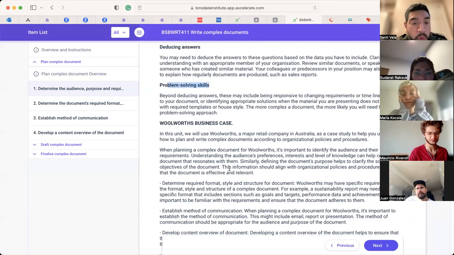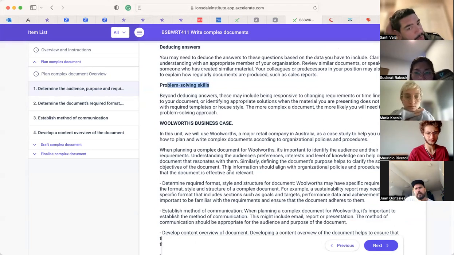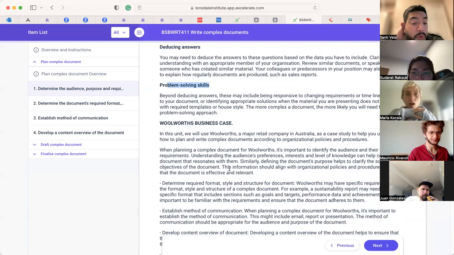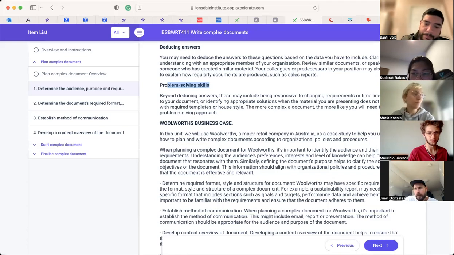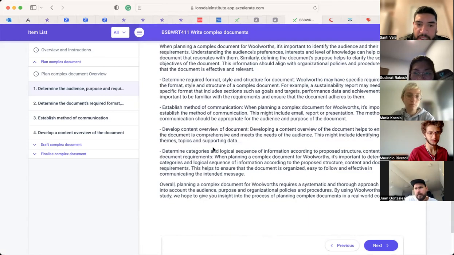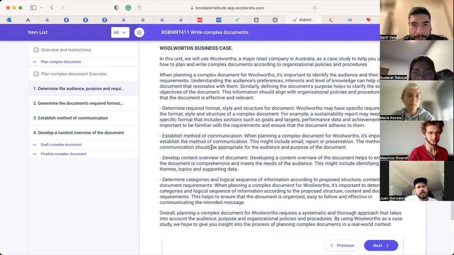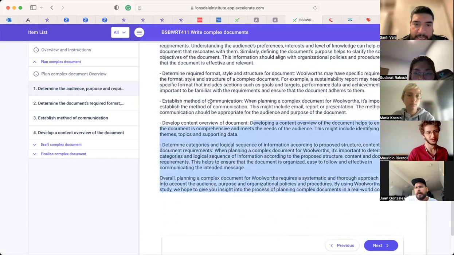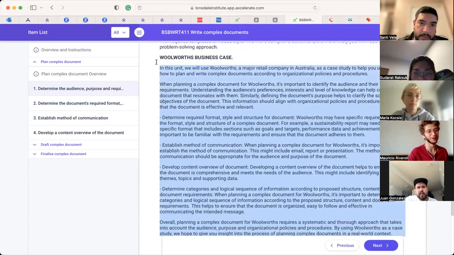I have been talking about Woolworths, and the reason is because we will be using Woolworths in this unit as the business case for this lesson. All right? So, I want you guys to work on this business case. This is not a long business case.